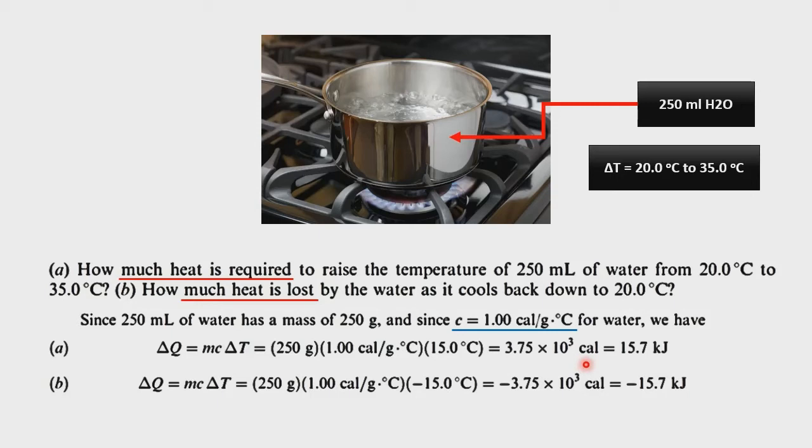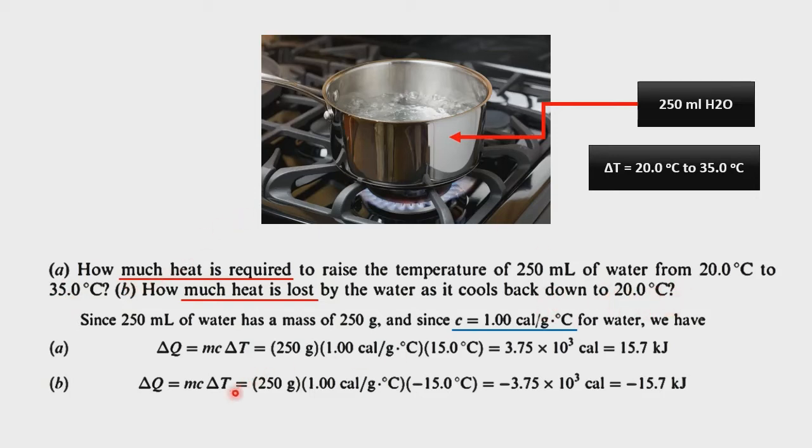However, we can also convert these calories into kilojoules, and I will be showing you the conversion later. So 3.75 times 10 raised to the power of 3 calories is equal to 15.7 kilojoules. Now, letter B question is asking us how much heat will be lost if we allow this casserole with water that is already 35 degrees Celsius to cool down back to 20 degrees Celsius.